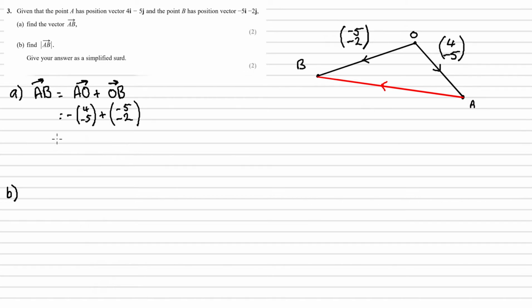Okay, so if you compute this, minus 4 add minus 5 is minus 9, and then minus 5, which is plus 5, add minus 2 is positive 3. So that's the answer there for part A. The vector A to B is minus 9i plus 3j. So we can also say this is minus 9i plus 3j.